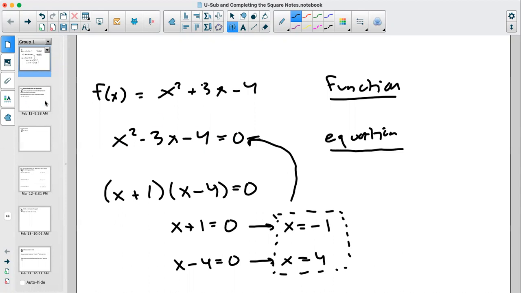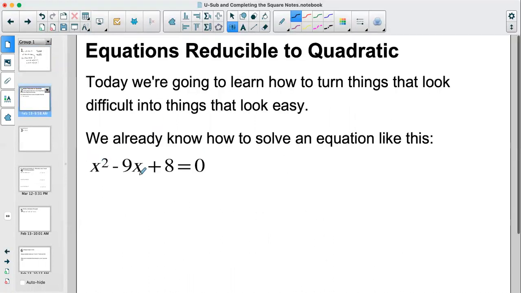So just as a secondary reminder, we're going to solve this equation the very same way. But this first thing says equations reducible to quadratic, which is a fancy way of saying we're going to take equations that don't look like they're quadratic, and we're going to make them look that way, and then we're going to solve them that way. So basically, we're going to take things that look difficult, and we're going to make them into things that look easy.